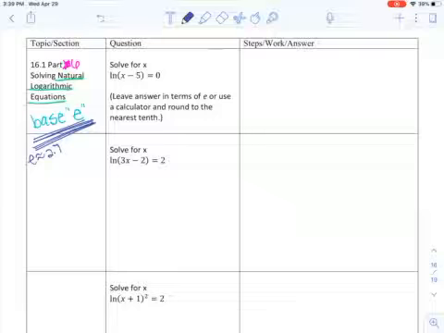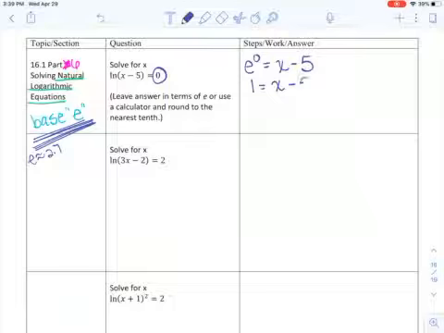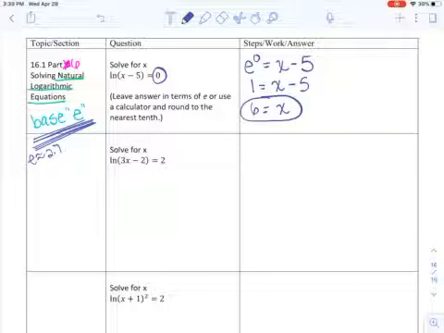But the first one, we don't need to worry about that at all, because again, if my base is e, what does this mean? 0 is the exponent, so this means e to the 0 power equals x minus 5. You guys already know off the top of your head that anything to the 0 power is going to give you 1. And so x will be 6. Okay, just double check. Does that make sense? Can you go 6 minus 5 and take the natural log of that? Yes, you can.